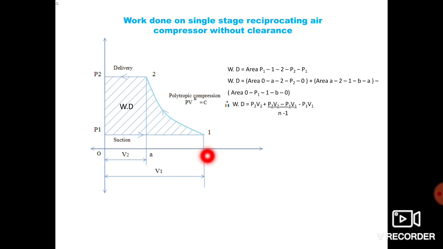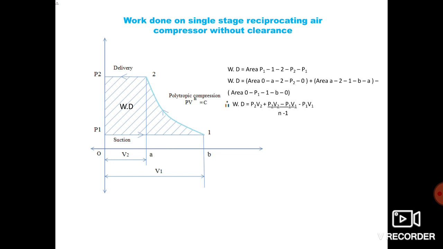Now 1 to 2 is nothing but the polytropic compression process. So the area of this polytropic compression process is given by (P2 V2 minus P1 V1) upon n minus 1, by integration. Then the next area is O, P1, 1, B, O, which is a rectangle with height P1 and width V1. So the area of this rectangle will be P1 V1. So the work required to drive this compressor will be this particular term.